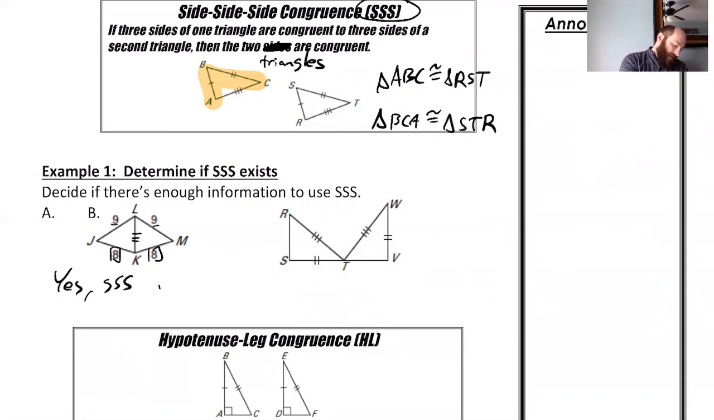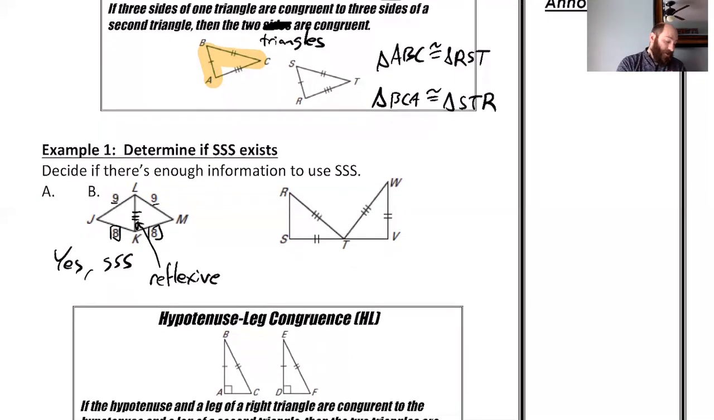This side is called reflexive. Okay, and that reflexive is whenever I take the two triangles, smash them together, and they share a side. So these two triangles are enough. Now, it doesn't say the directions. I can now make the statement that triangle, let's go with JLK, is congruent to triangle MLK.